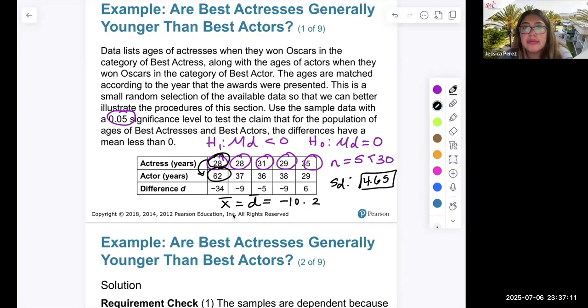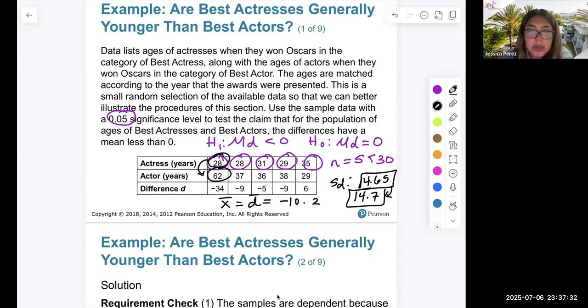So now that we have, remember X bar in this case is D bar, it's negative 10.2, standard deviation is 14.65 or 14.7. We can round to one decimal. So now that we have this information, we can go on to StatDisk and identify our values. So let's go ahead and do that.